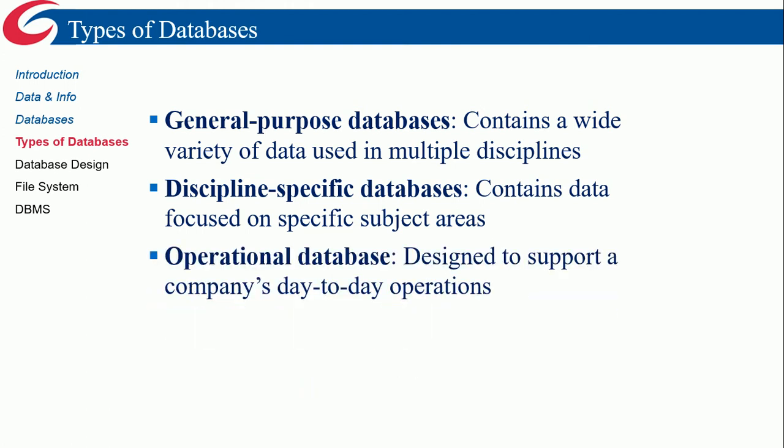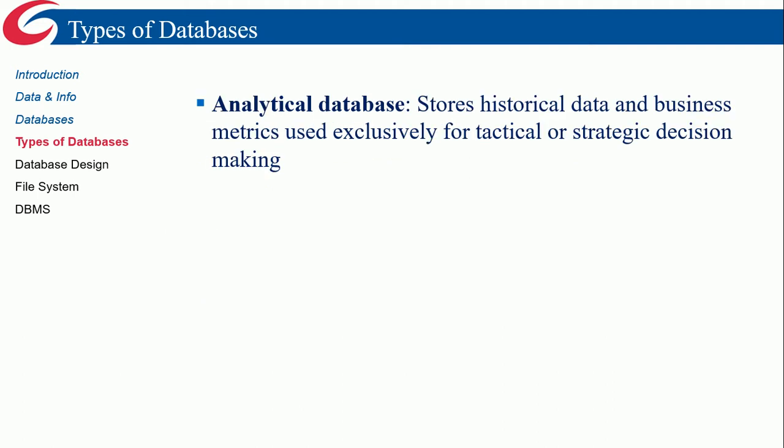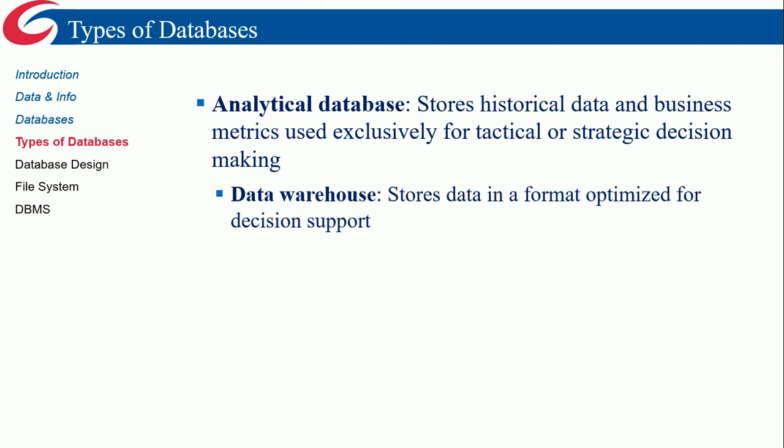Operational databases are designed to support a company's day-to-day operations. SAP, for example, is an example of an operational database, although any of them really could be an operational database. An analytical database stores historical data and metrics that are used for tactical or strategic decision making. So decision support systems are generally analytical databases. You might hear the term data warehouse, where we store data in a format optimized for decision support. So we keep all of that historic data in a giant data warehouse so that we can use that data to make decisions later on, and we can turn that data into information.